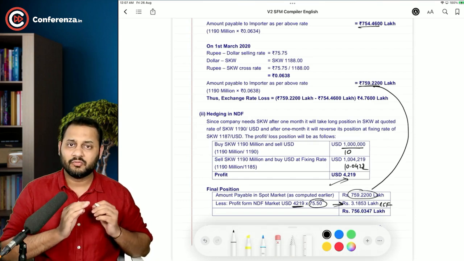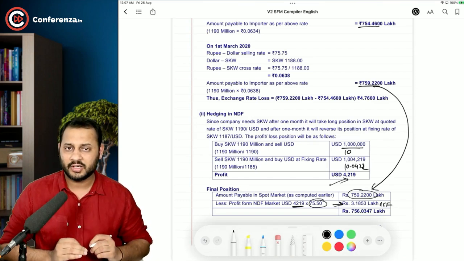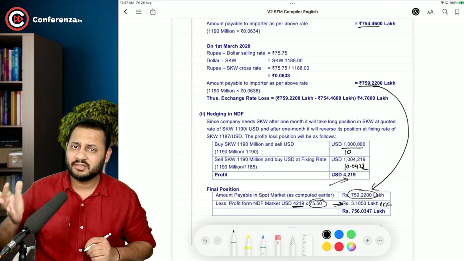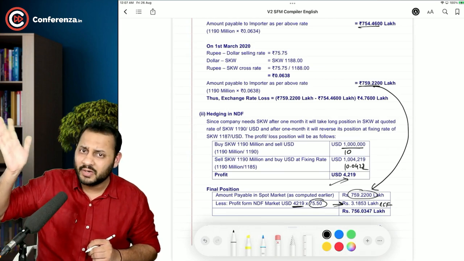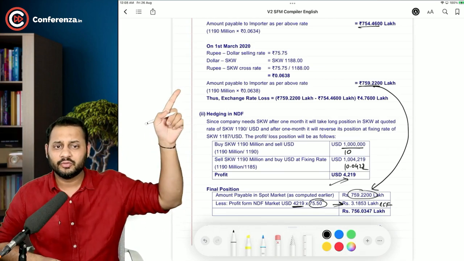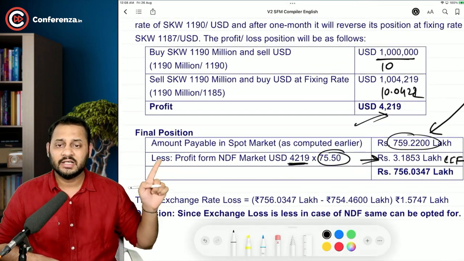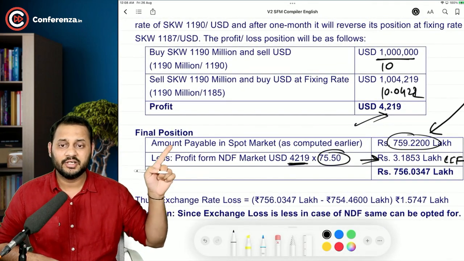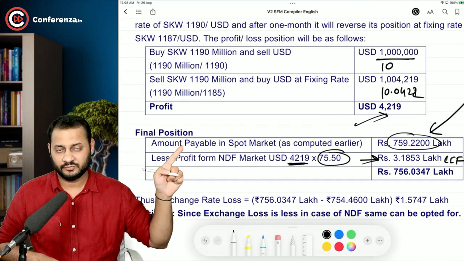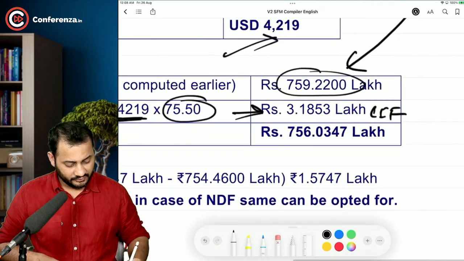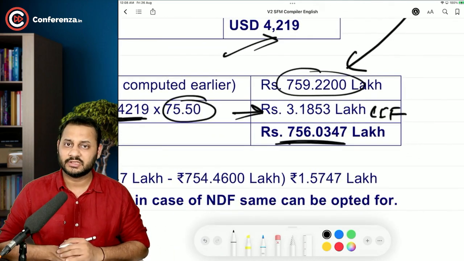Because no matter what you do in the NDF contract, whether it is a gain or loss, you will have to buy the 11,900 in order to make the payment to the South Korean party, and that's 759.22. So that remains the same. The only thing that the NDF is doing is reducing your cost on 1st of March. This is less. So it is coming to 756.0347.